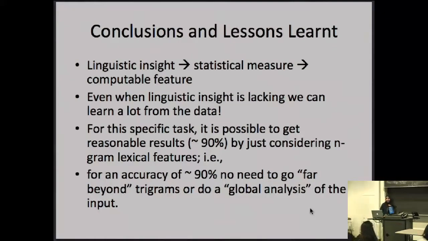The other thing we noticed is that even when you don't have a lot of linguistic insight, the data can tell you a lot. We noticed, like many other teams, that the statistical features, the n-gram empirical features, were very informative. With those features alone, without including the semantic and syntactic features, you would still get high accuracy, around 90%. So we didn't have to go far beyond trigrams to get high accuracy. What a trigram can tell you, a 4-gram can tell you, and so on, for this specific task. Of course, for other tasks in NLP, you would need to do more than that.